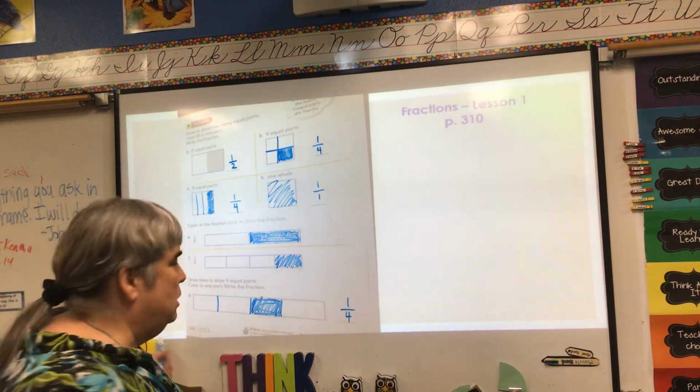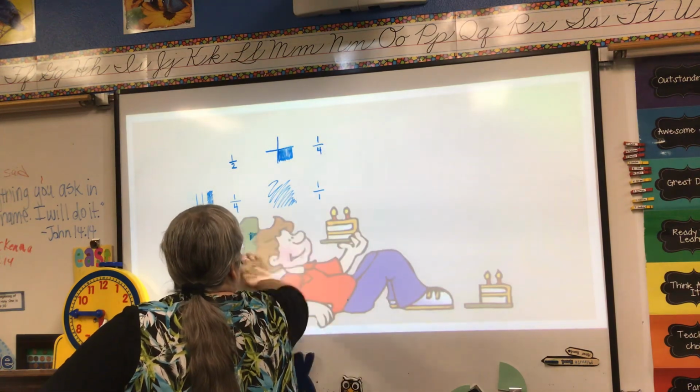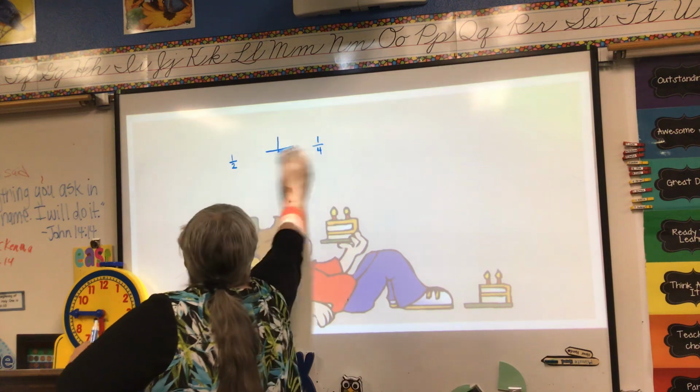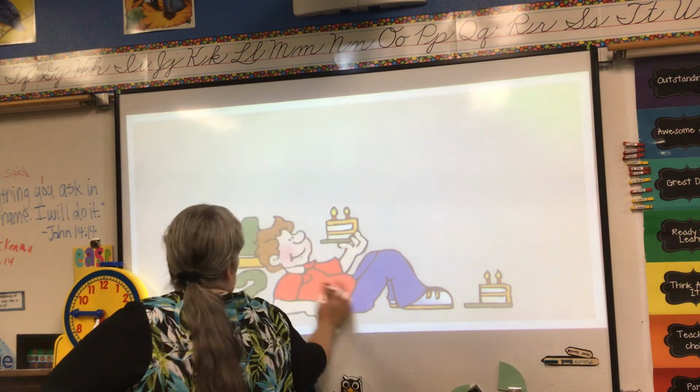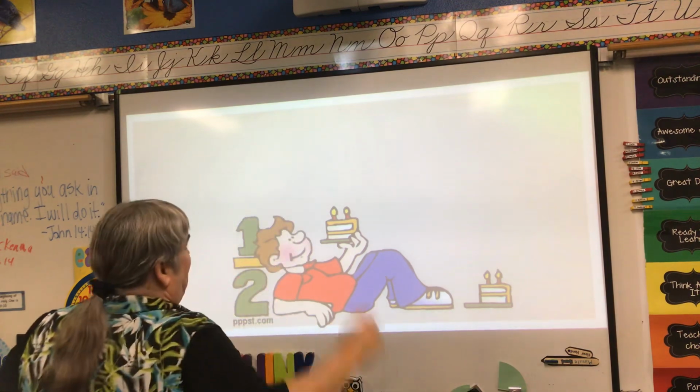Okay, that's page 310, and I think your lesson isn't quite over for today. So you see this guy has a half of a piece of birthday cake. So that's nice. He's happy, and he has some candles on it.